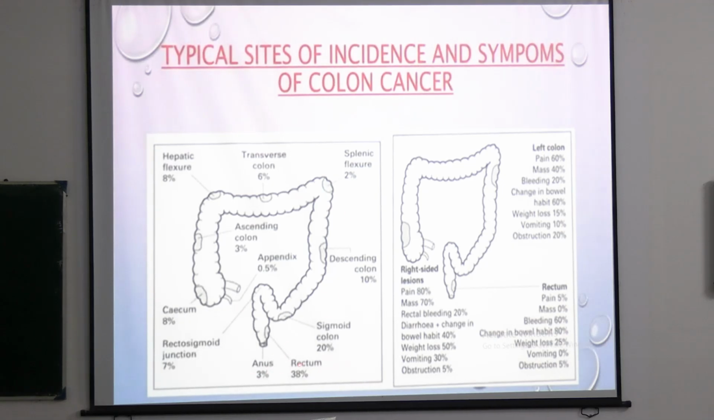Most common in the rectum, then sigmoid colon, then descending colon, then hepatic flexure and cecum, then transverse colon, then splenic flexure. Appendix is very little, 0.5%. So, this is the distribution of the colon cancer. It is most common in the rectum and then in the sigmoid colon.